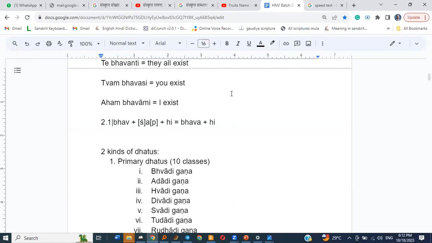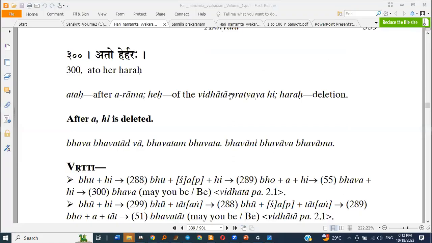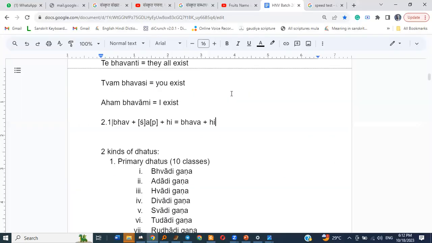Now at this point, the sutra says, Sutra 300, Ato Her Haraha. After A, He is deleted. Here Bhava ends with A. So after this A, this He gets deleted, and we just get Bhava.